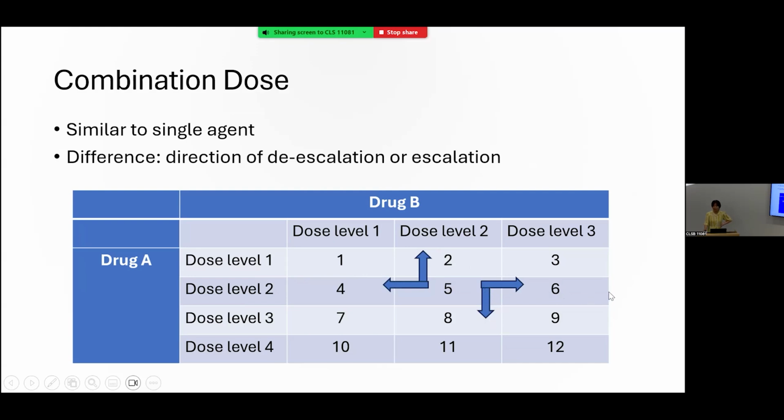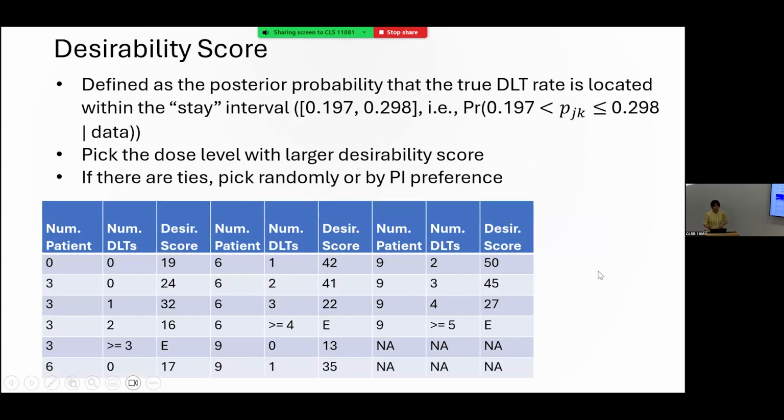Then in that situation, how do we make the choice? The BOIN design also gives us a table called the desirability score. It is defined as the posterior probability that the true DLT rate is located within the stay interval, within these two lambda boundaries, which we mentioned previously in our flowchart.